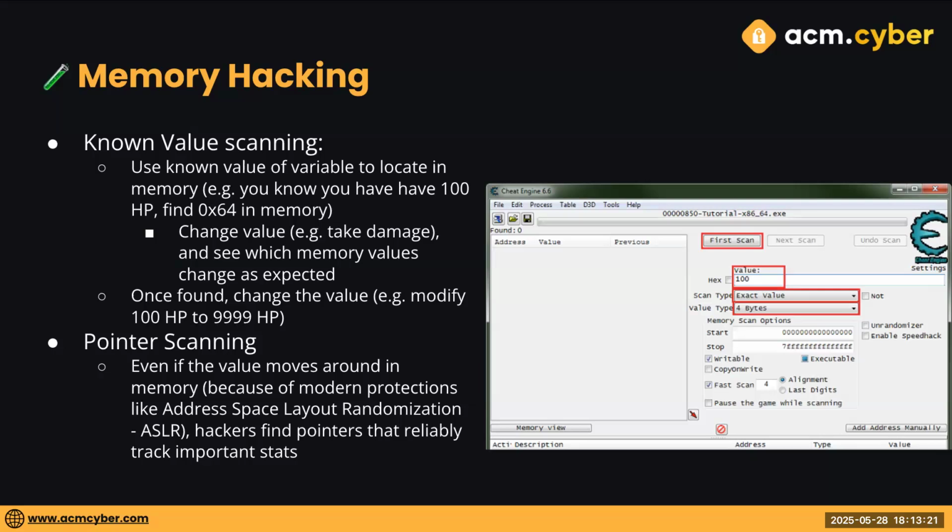The other thing is pointer scanning. Even if the values move around in memory, it's a bit trickier to do known value scanning, so instead you try pointer scanning. With modern protections you run into ASLR, address space layout randomization. You find pointers that reliably track important stats, and you use those pointers to identify where useful memory will be stored in the RAM, and then you can try and change that information.